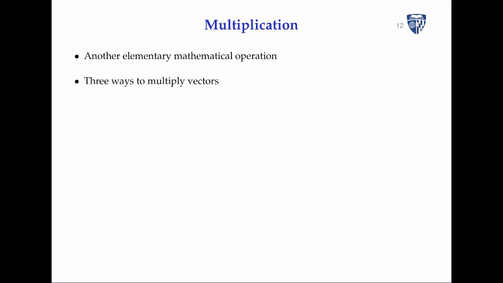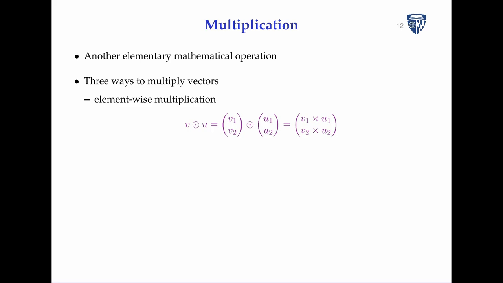Okay, what's next after addition? Multiplication. This is another elementary mathematical operation, and it's a bit more complicated. There are three possible ways we can multiply vectors. The first one is element-wise multiplication, that is analogous to what we just did in addition. If we have two vectors, here only two-dimensional, v1, v2 is our first vector, and u1, u2 is our second vector. We just multiply the first element, so v1 times u1, and then the second, so that's v2 times u2. That's one way to do multiplication.